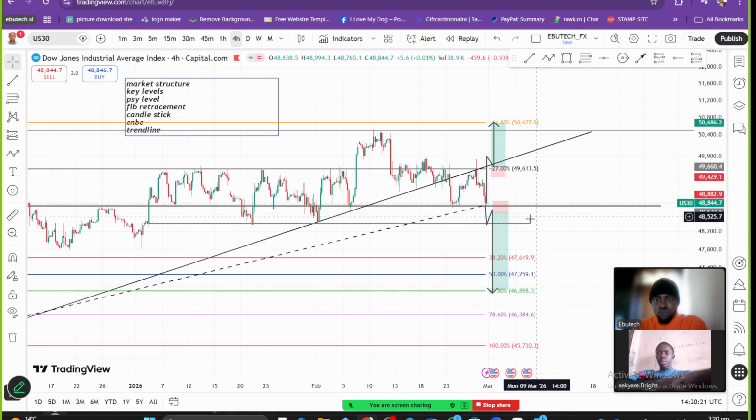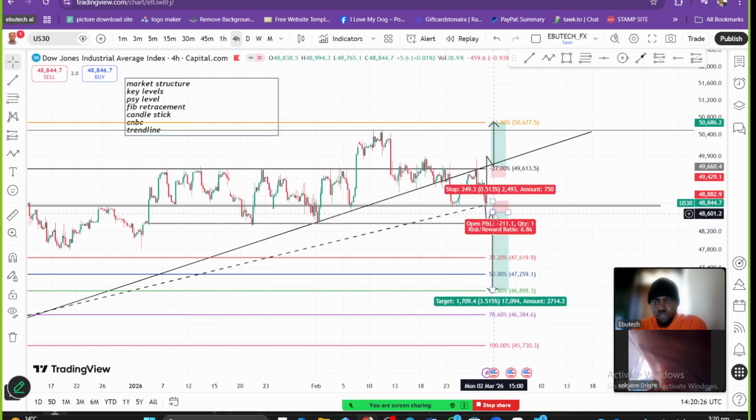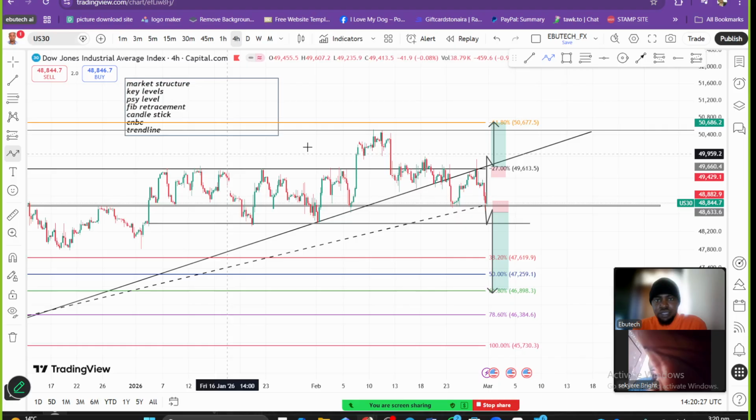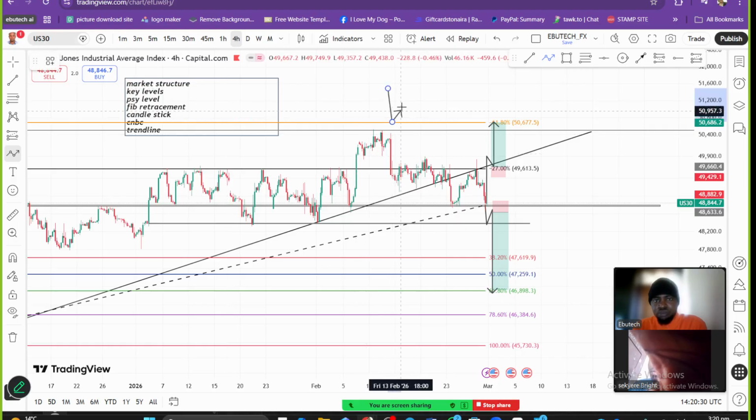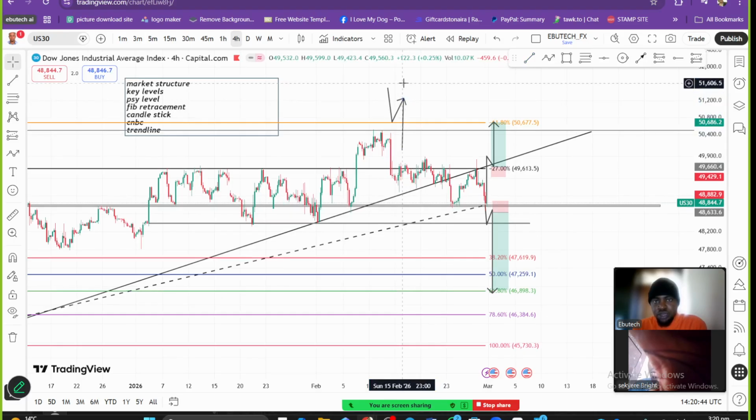Then if you see that the market has come here, done something like this, give you a shape like this, then drop, do something like this. Then you enter here, you enter at this level. Then put your stop loss somewhere here. Do you understand?